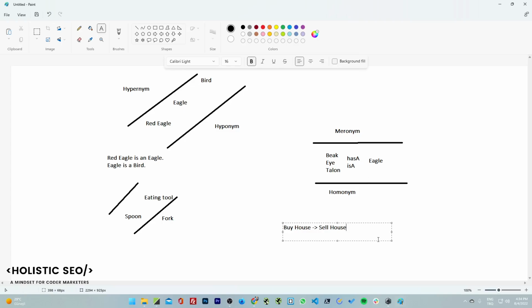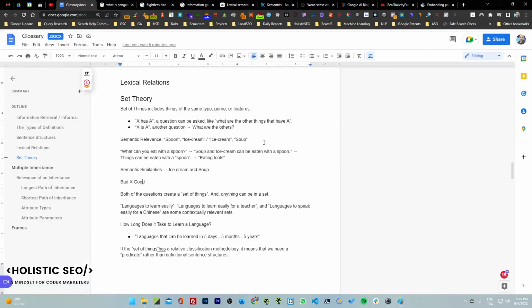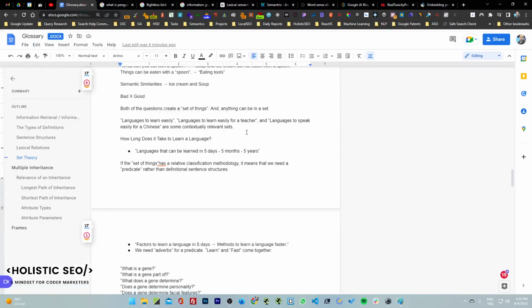Whenever you see an antonym, try to use both of them at the same time in a close way and try to unite most of these pages together. Because in query semantics, as I say, they are nearly synonyms, even if they are actual antonyms in the dictionary. And when it comes to creating sets of things, languages to learn easily, languages to learn easily for a teacher, languages to speak easily for a Chinese, all of these things are contextually relevant sets.